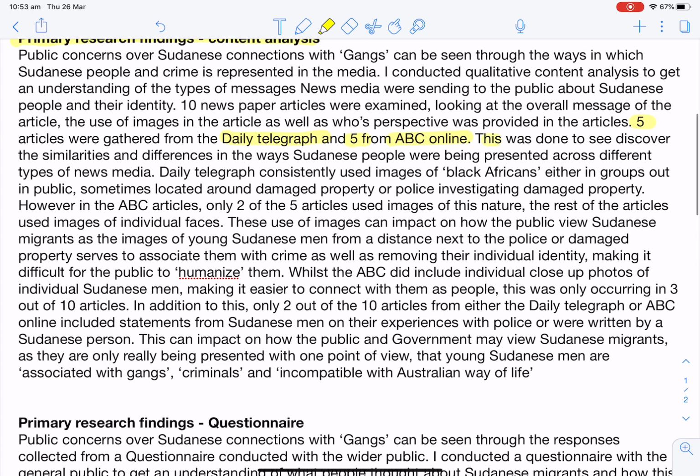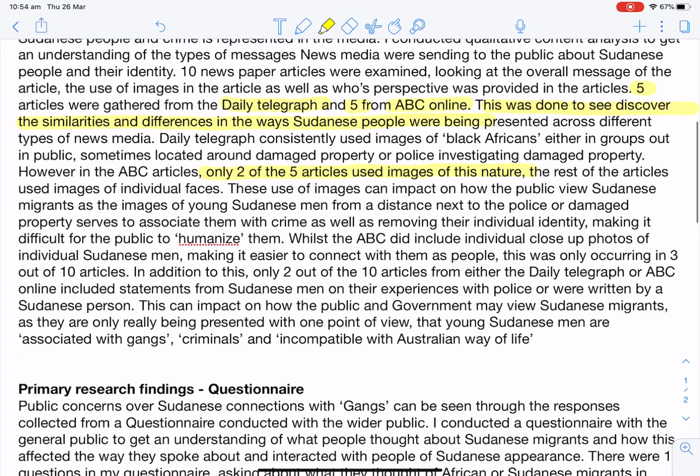And then why? Why did you do it? So first of all, starting off with what you did, and then how you did it, and then why you did it might be a good way to structure it. And then you want to go into your findings. So you can see here that there are specific mentions of the findings, and the types of images that they're using. So Daily Telegraph consistently used images of Black Africans either in groups out in public, sometimes located around damaged property, or police investigating damaged property.